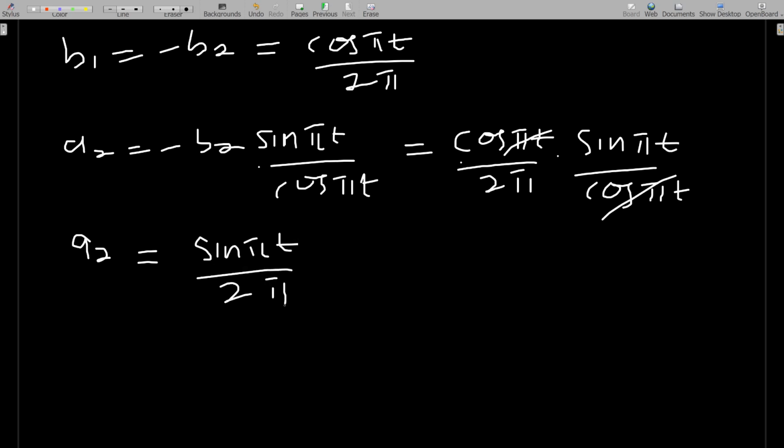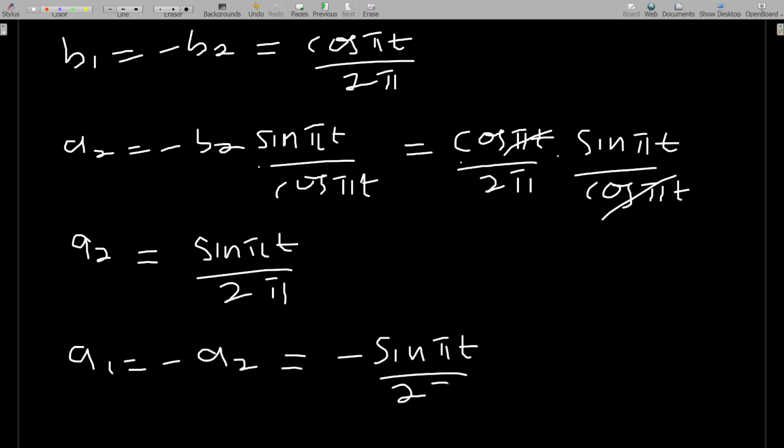And then definitely we said a1 is equal to minus a2, and this shows that a1 is also equal to minus sine pi t over 2 pi. I hope you got this.